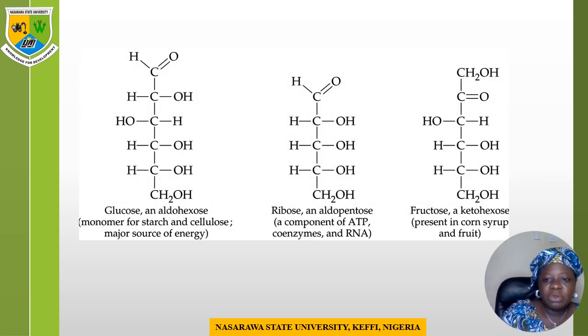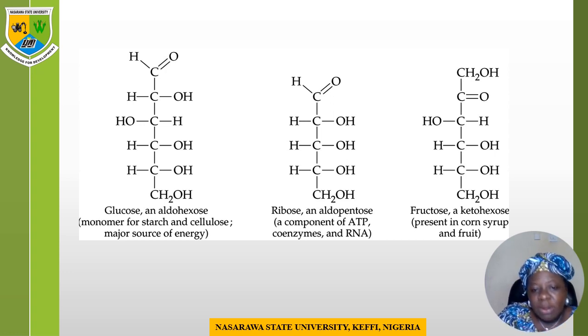So these are examples of what? Monosaccharides. This is a 6 carbon sugar, and the functional group is an aldehyde. So this is known as aldohexose. Aldo because of the functional group derived from aldehyde, and hexose because it's a 6 carbon sugar.